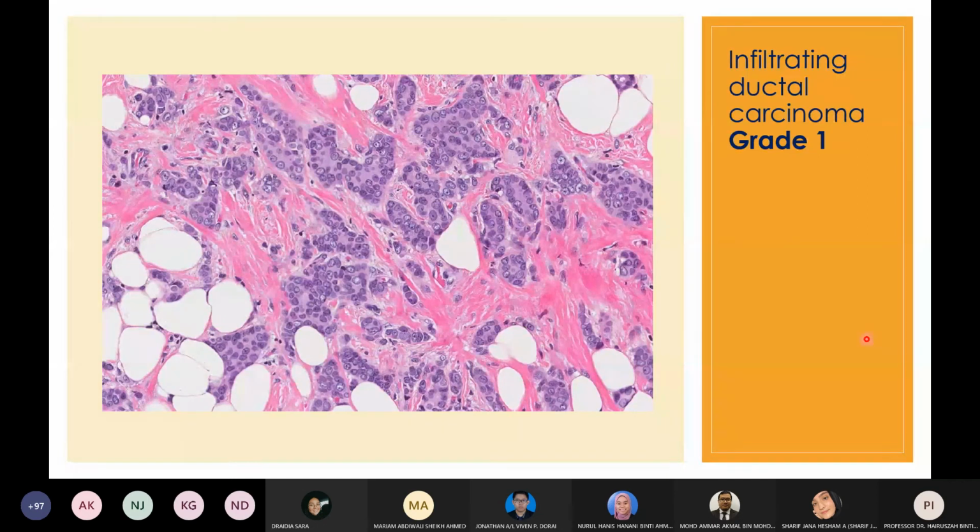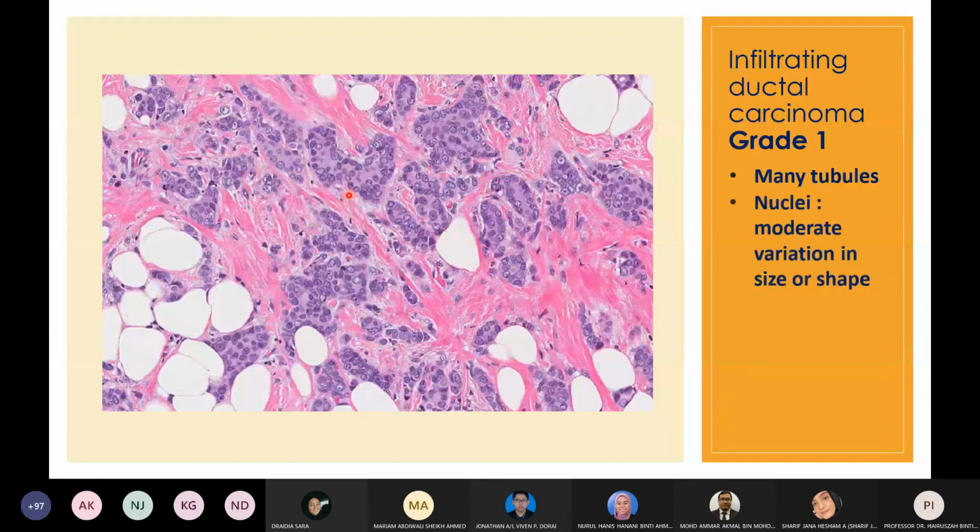So this is an example of a grade 1. Can you see the tubules, the duct formation, the glands are still there? Rounded with lumen, so that's well seen quite throughout, and the nuclei still more or less resemble each other, not so ugly looking. Mitosis, maybe 1 or 2. So this is grade 1.